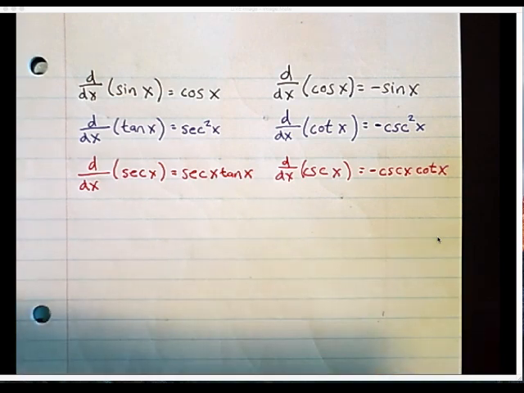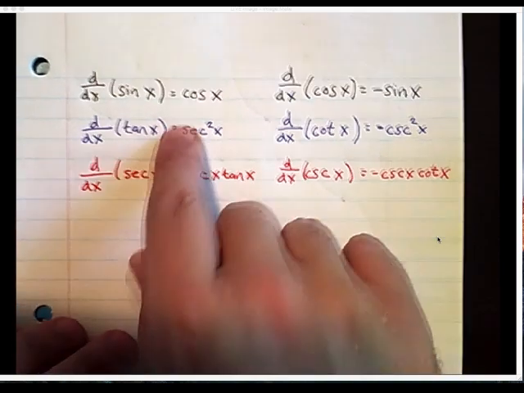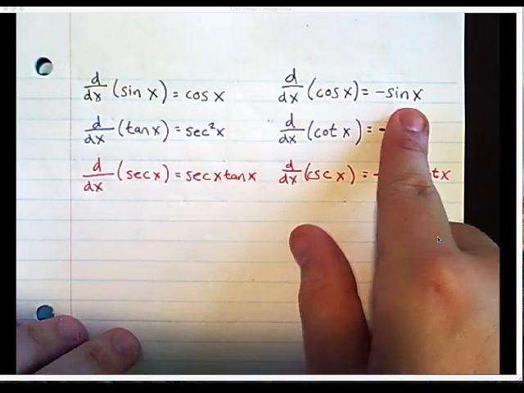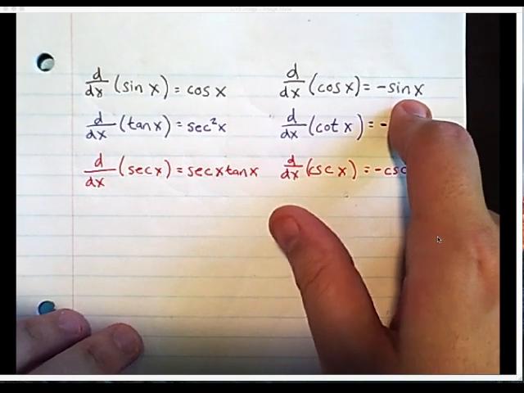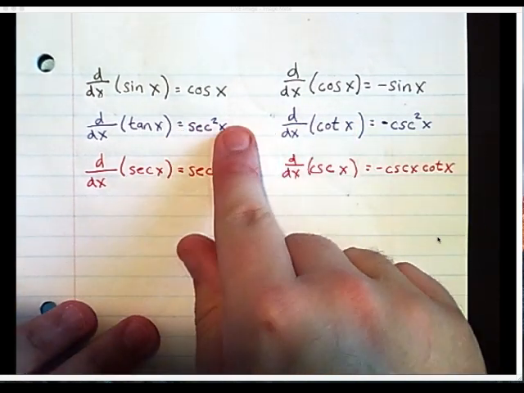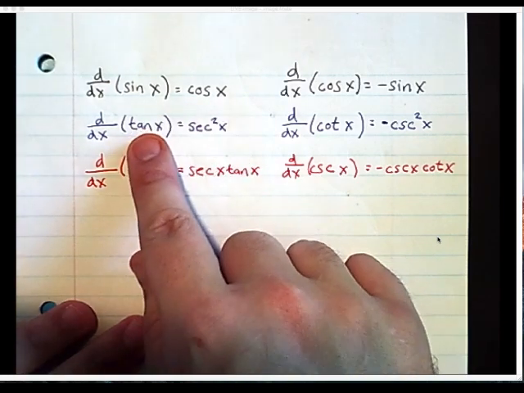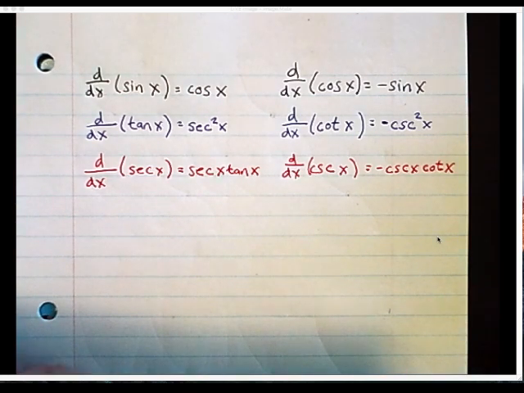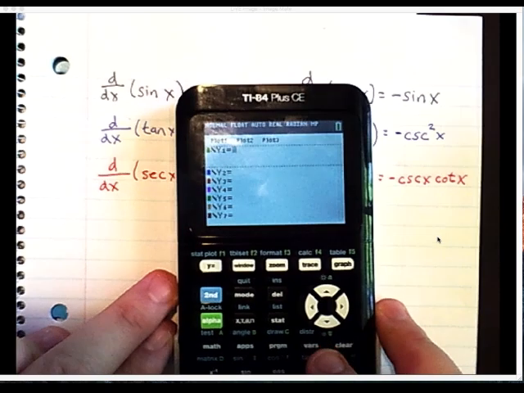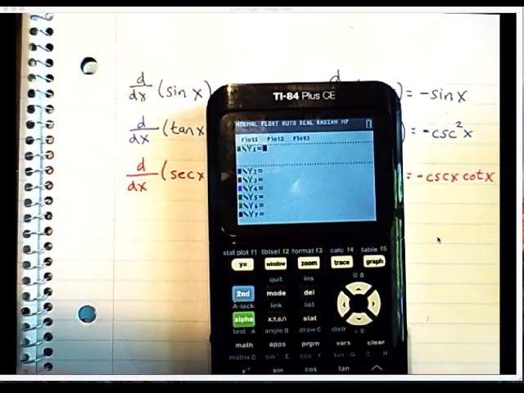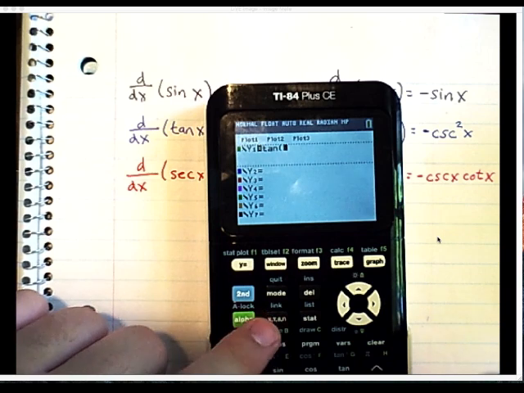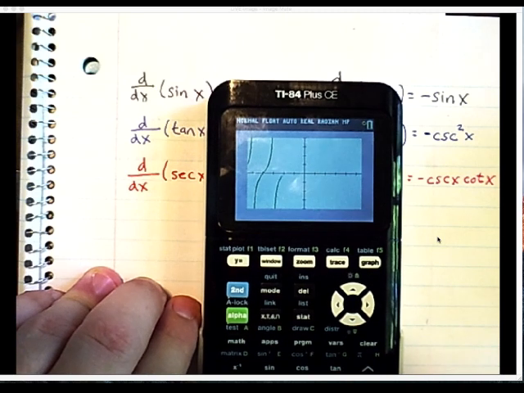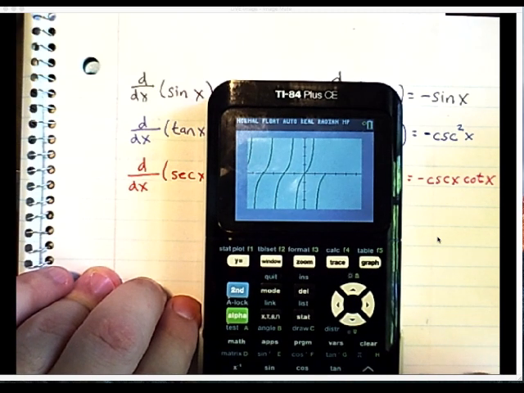So, we already talked about why the derivative of sine is cosine, and we already talked about why the derivative of cosine is negative sine. We did that, I believe, in note card 16. Now I kind of want to show you why the derivative of tangent is secant squared. So what I'm going to do here, without having to redraw all of this, let me just put in tangent of x here. And then I'll do a zoom trig. So there's our tangent curve coming up right here in green.